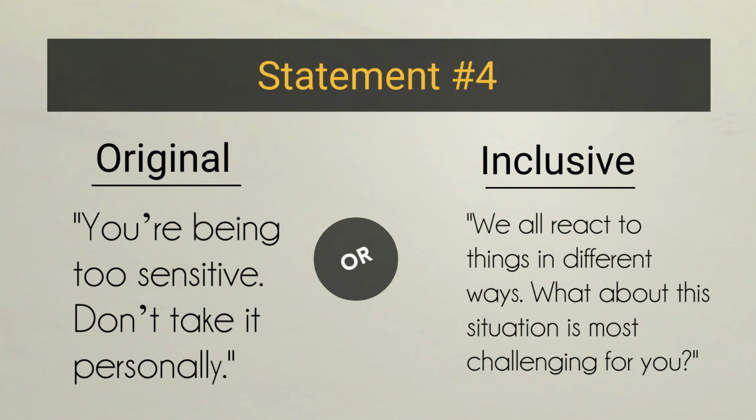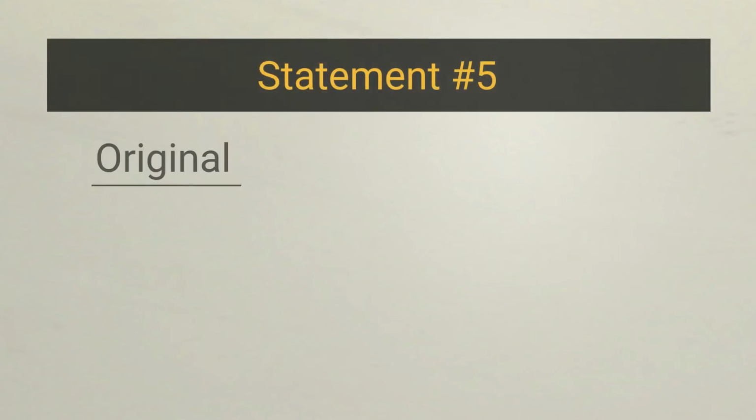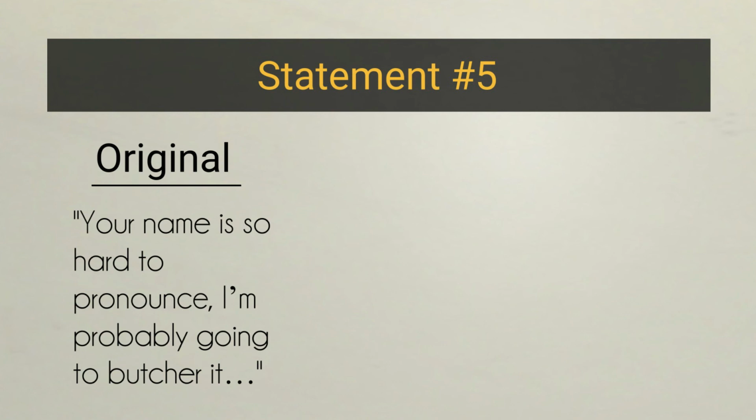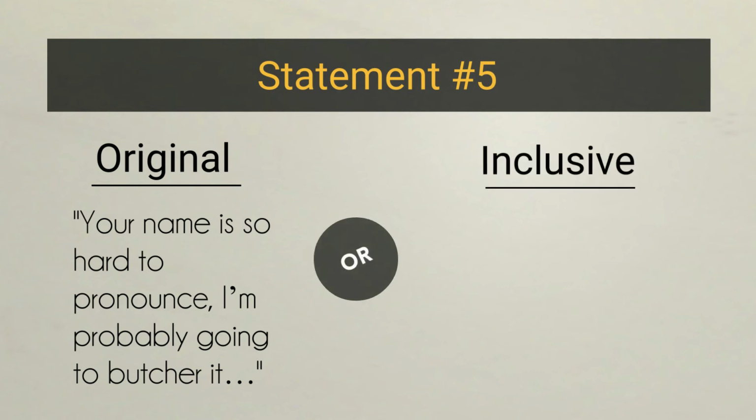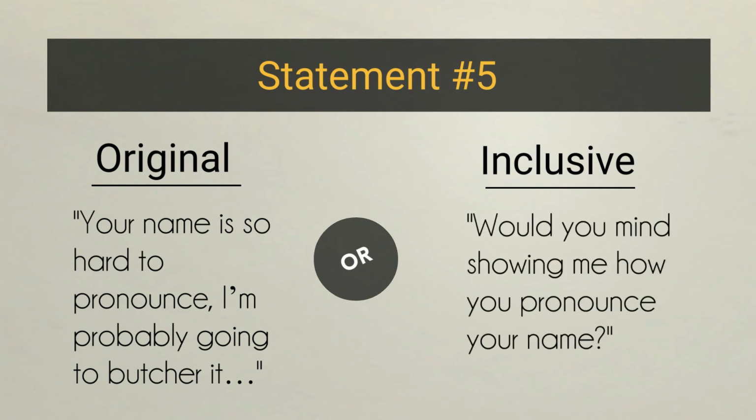Nice work. We have a few more statements to practice so we can continue our growth. The next one is, "Your name is so hard to pronounce. I'm probably going to butcher it." Pause and rewrite the statement. This statement suggests that the person does not fit in or belong to the majority group or community. It emphasizes discomfort with difference. An alternative way this phrase could be said is, "Would you mind showing me how to pronounce your name?"